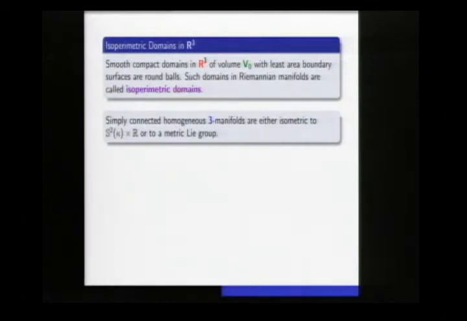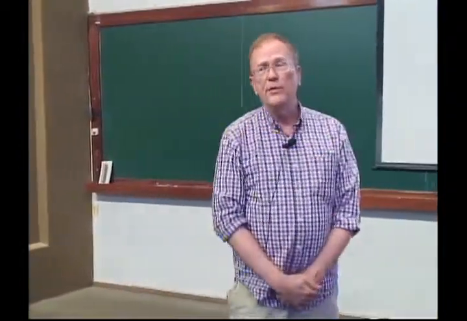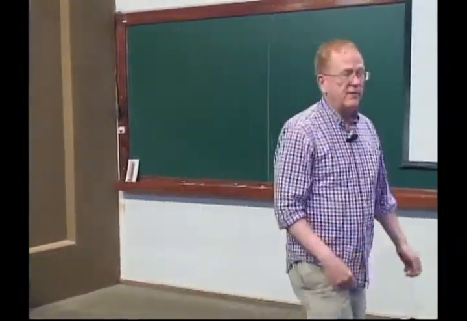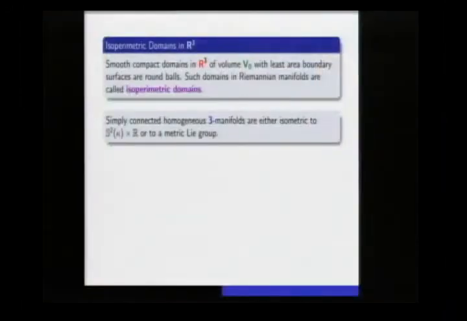Either you're a round sphere, which is certainly homogeneous, cross R, so the Riemannian product, like a cylinder. You take the two-sphere in R3, cross it with R in R4, you have the cylinder in R4. So that's certainly homogeneous. Or you are what's called a metric Lie group. That means a Lie group with a left invariant metric. So you pick a metric at a point, and you left translate that metric by left translation in the group.